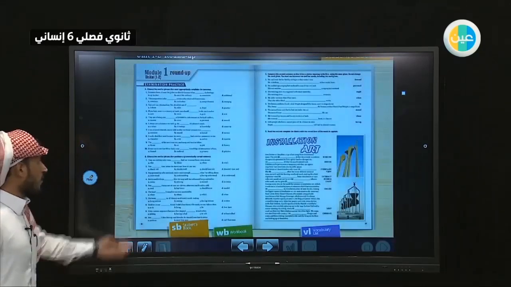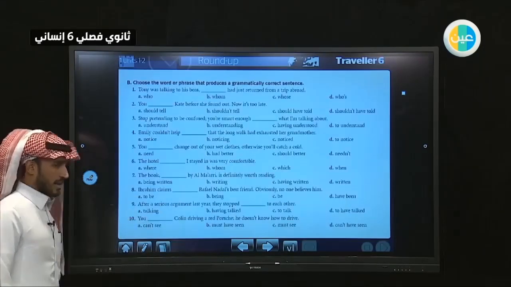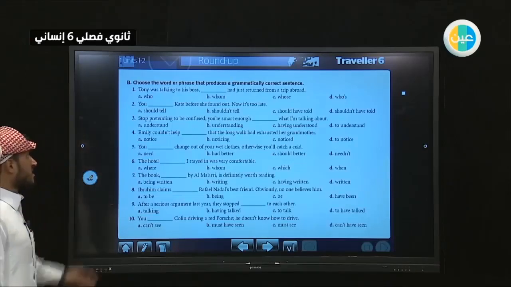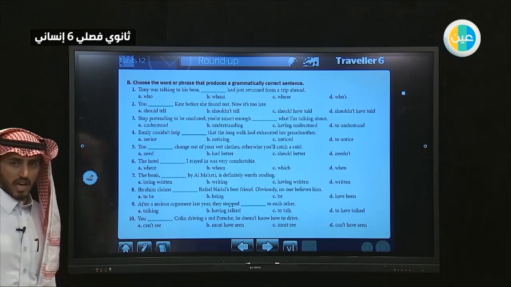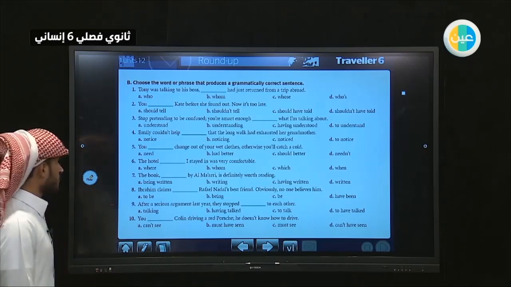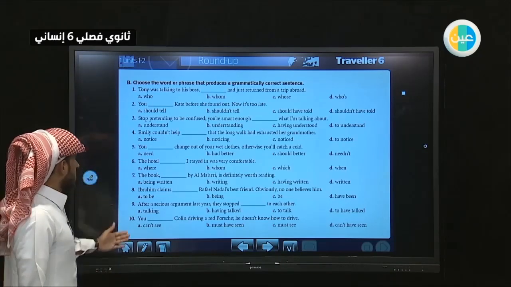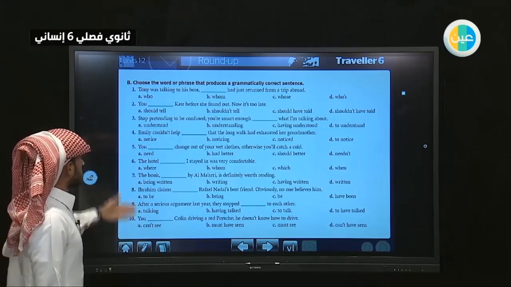Okay, now we have a grammar exercise. In this exercise, we will revise the grammar lessons that we have already taken in the past. We have 10 sentences. We will start with the first one.